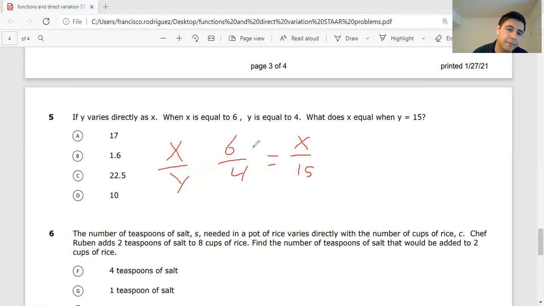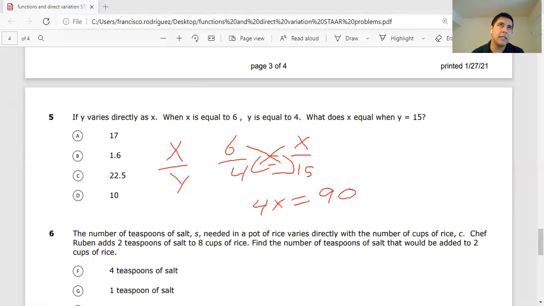Not too sure. So when we have something like this, what we want to automatically do is cross multiply. So this is 4 times x, which is 4x. And then we have 6 times 15, which, give me a second, I'm not sure exactly, I think it's 90. Yeah, 90. Okay, and now we set up an equation here: 4x is equal to 90.